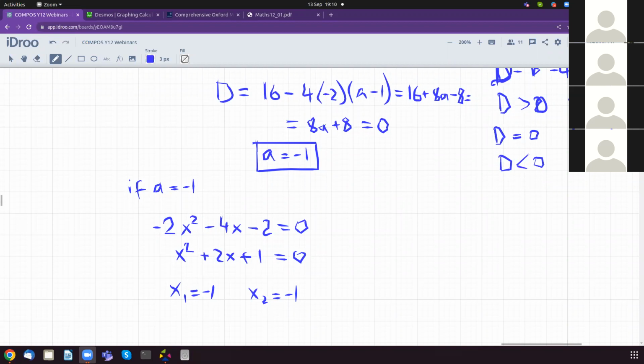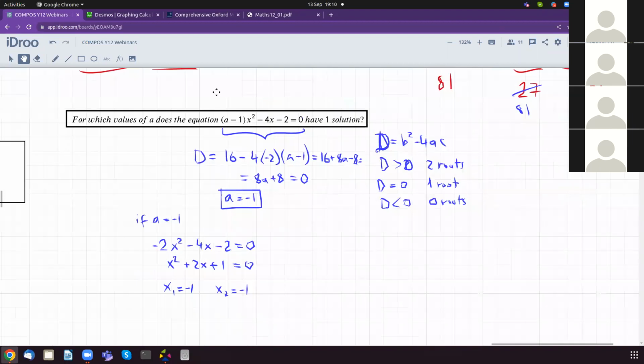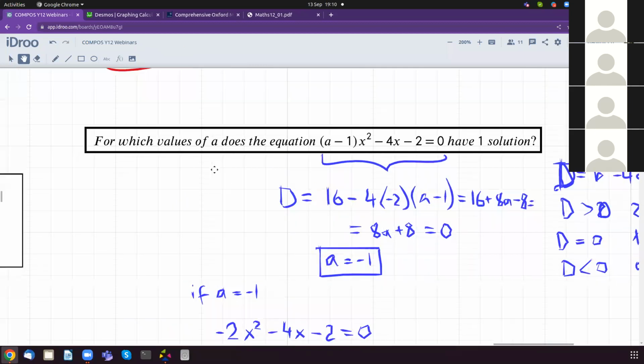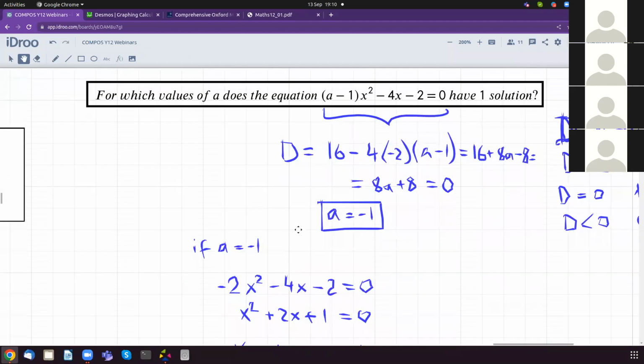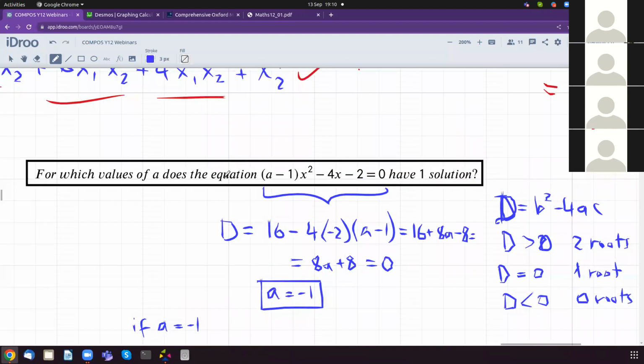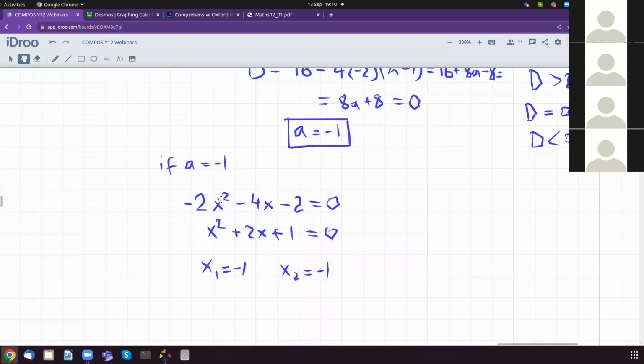Very good. If a equals 1, the squared terms go away. So you have a linear. True, absolutely. Look, we assumed that this is a quadratic, and we used what we know about quadratics, but we didn't consider the fact that it is not a quadratic when a equals 1.